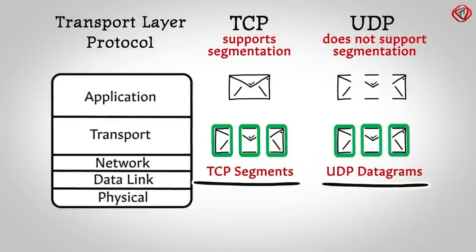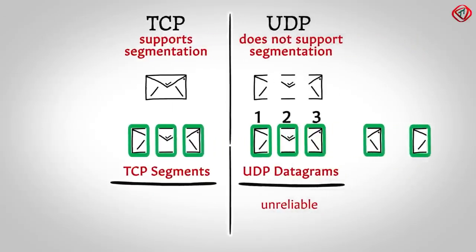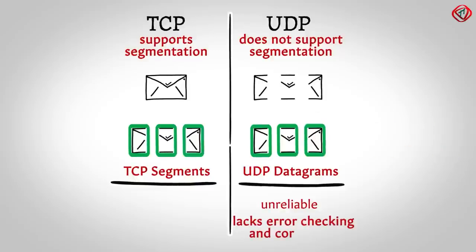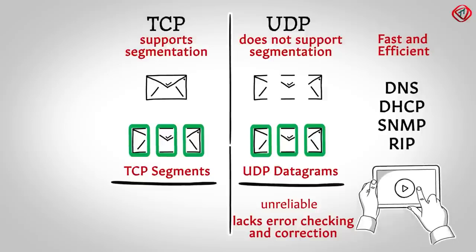UDP datagrams are considered unreliable because there is no guarantee that all datagrams sent will be received at the destination and in the correct order. So if reliability is needed, UDP should not be used. UDP lacks error checking and correction. It makes UDP fast and efficient for DNS, DHCP, SNMP, and RIP protocols. UDP is also suited for streaming videos.